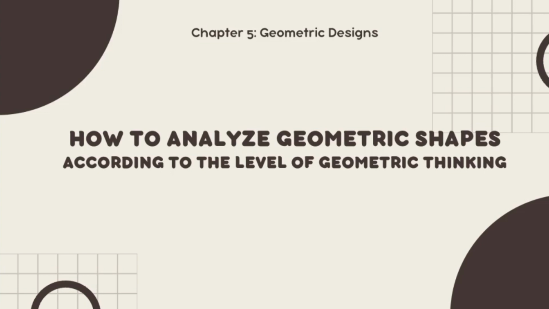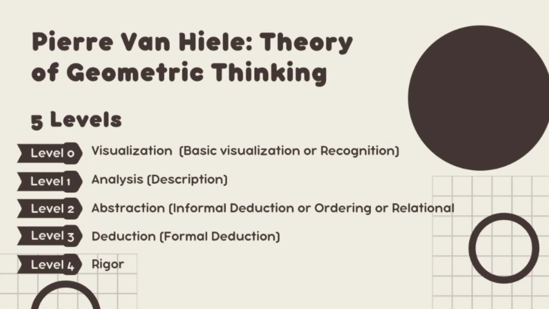In this episode, we will determine how to analyze geometric shapes according to the level of geometric thinking. First, we have Pierre van Hiele's Theory of Geometric Thinking, or simply the Van Hiele Model. This theory describes how young people or students learn geometry.